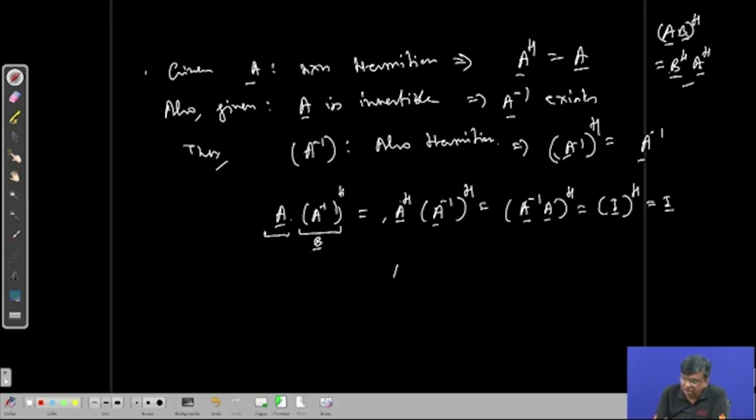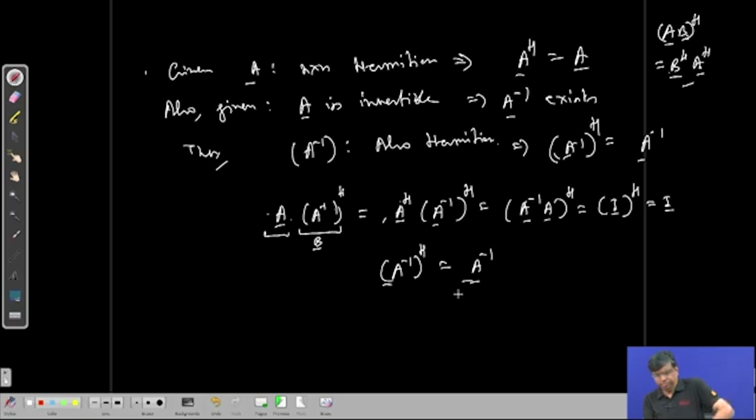So that means if I write B, that is the same as A inverse, because AB identity means one is the inverse of the other. B is the inverse of A, A is the inverse of B. So A inverse A is I, or B inverse B is I. Okay, and this proves what we wanted. A inverse Hermitian is the same as A inverse. So the inverse of a Hermitian matrix is Hermitian also.